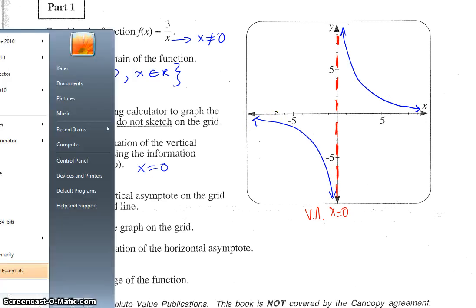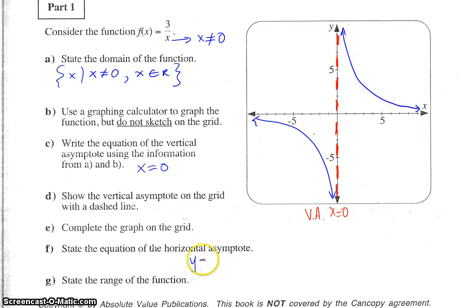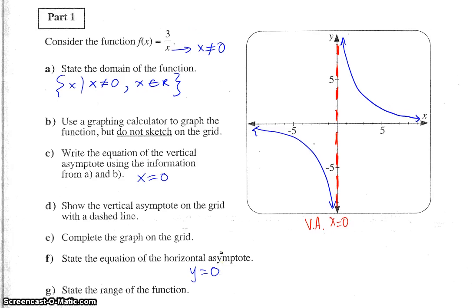State the equation of the horizontal asymptote. So you probably noticed that the graph also seemed to get closer and closer to the x-axis, but wasn't crossing it. Well, guess what? That means our horizontal asymptote is y equals 0, the x-axis. And as a result, state the range of the function. Well, if it appears to not cross the x-axis anywhere, like not even in between, that would mean the range would be y can't equal 0, but it can be anything else, so y is an element in the reals. Do you need to write y is an element in the reals? You betcha. You have to write this. If you've only stated what it can't equal, you have to state what else it can equal.